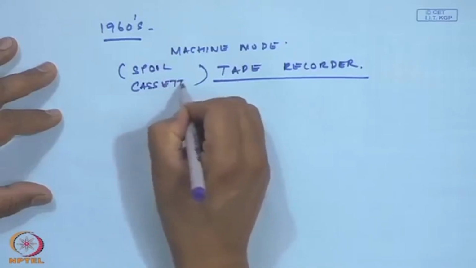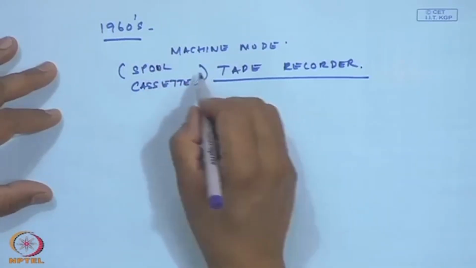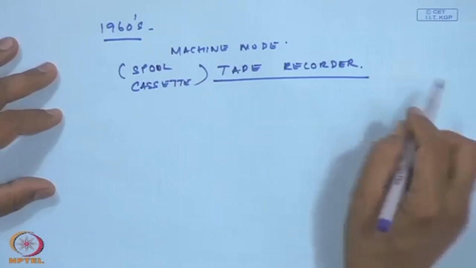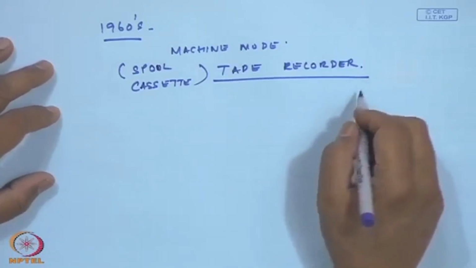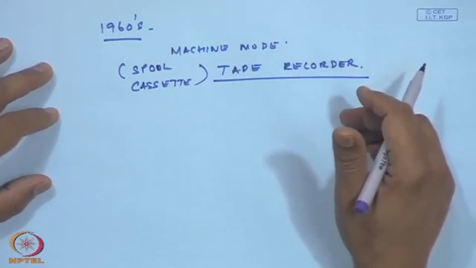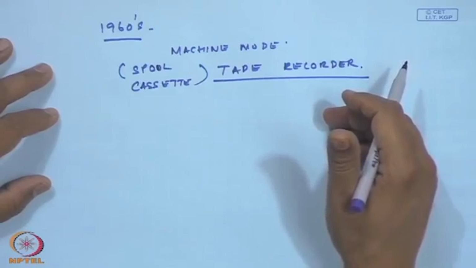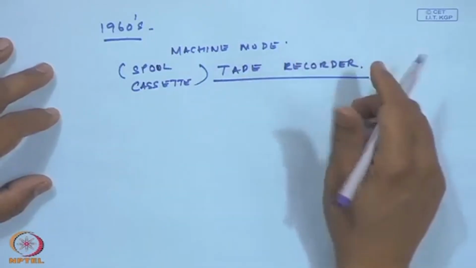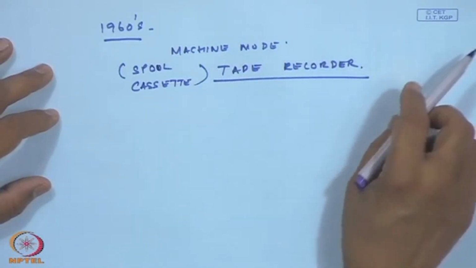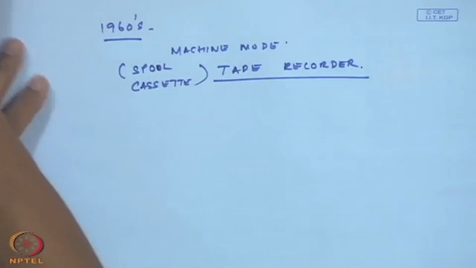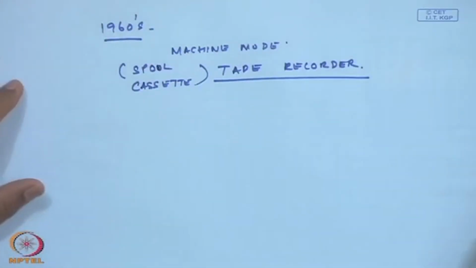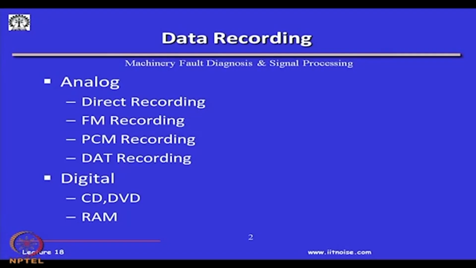Of course, cassette came much later, and the spool type tape recorder. Okay. Now, we will look into these different types of tape recorders, and then what is the present format of tape recorder, and how we do the digital recording in such tape recorders. So, if I was to look into the different formats of data recording available today, one could be the analog recording or the digital recording.